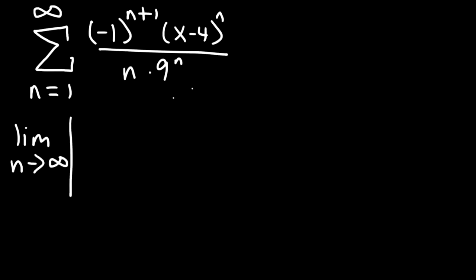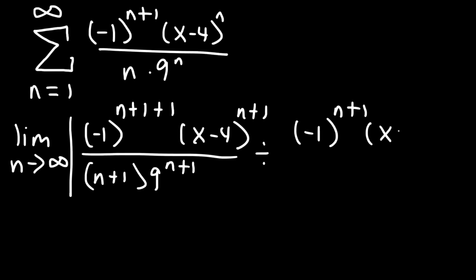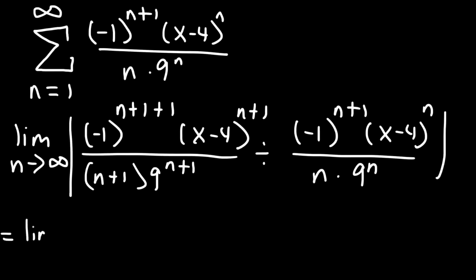u sub n plus 1. That's going to be negative 1 to the n plus 1 plus 1. So everywhere you see an n, replace it with n plus 1. And then it's going to be divided by u sub n, the original expression. Negative 1 to the n plus 1. I'm going to separate it like this.